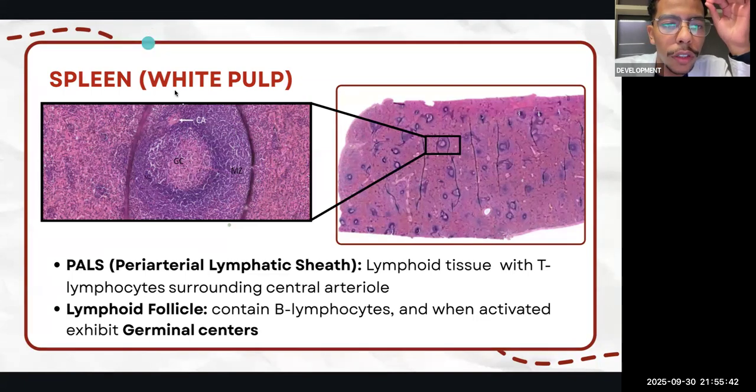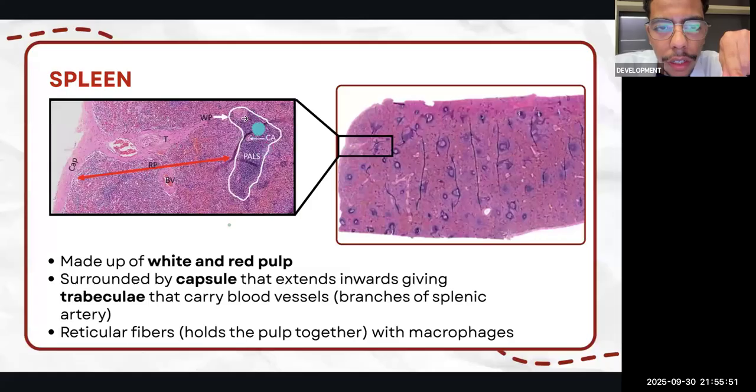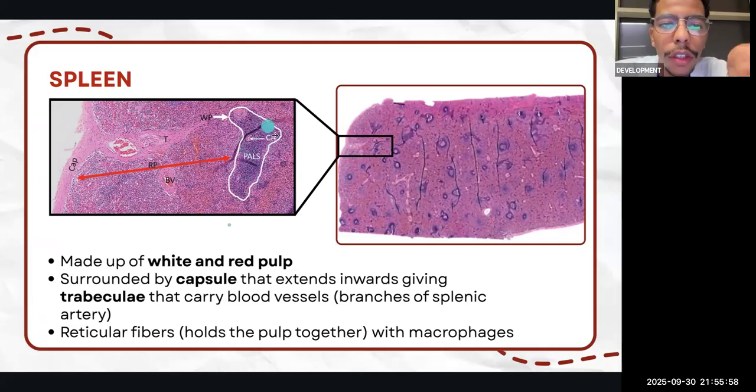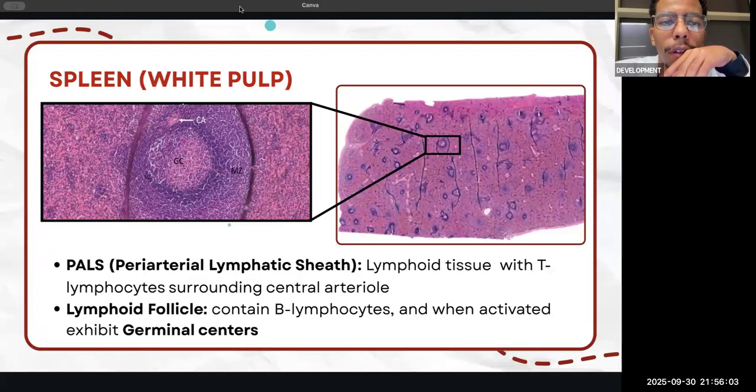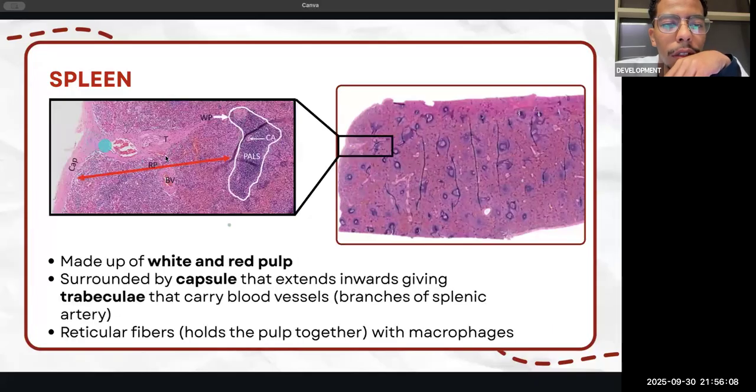The mantle zone is only this dark part here. But wait, you can also see PALS here. Can you guys see? All of this is PALS. So the entire purple thing is PALS. PALS plus the central arteriole plus everything around it is what? White pulp with the germinal center. The purple colored is PALS. Anything that is red is blood, and it's called red pulp.